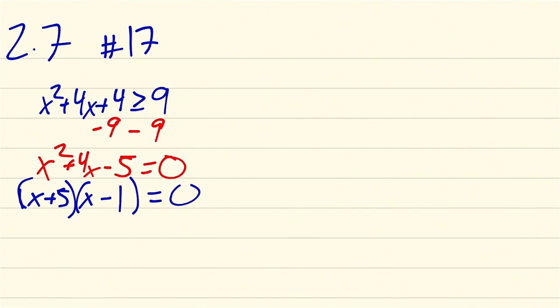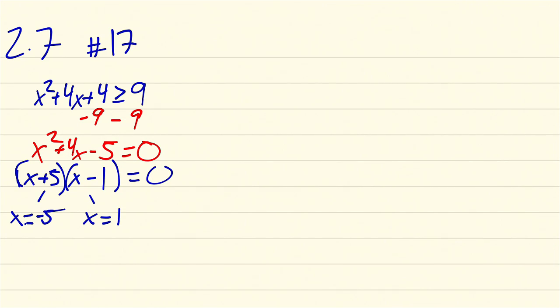So those two numbers, the negative 1 and the positive 5, multiply to negative 5, but they also add to the b value of 4. So what values of x make this equal to 0? We got x equals negative 5, and x equals 1. Now these are not our solutions, but these are critical values for our information here.